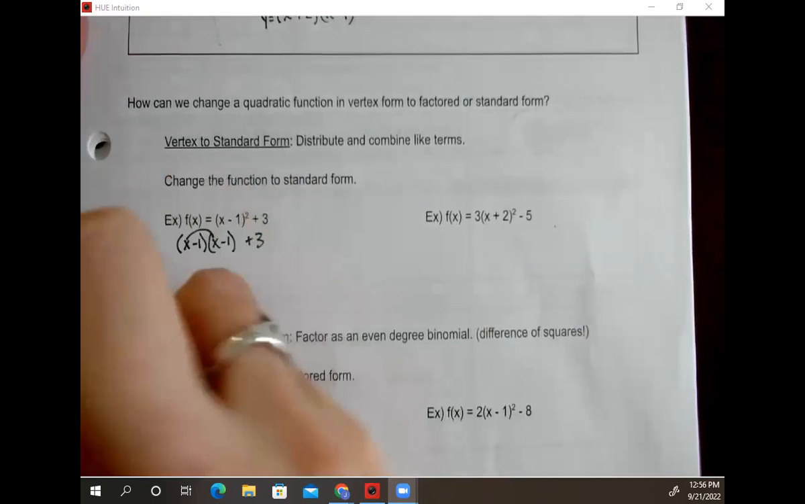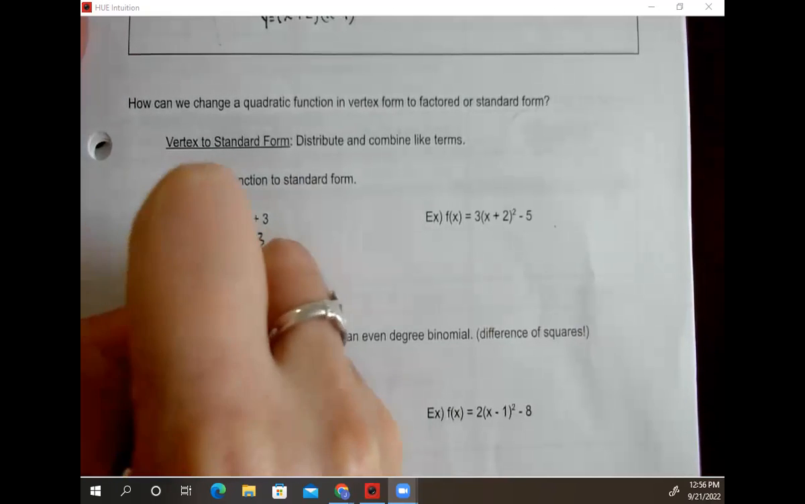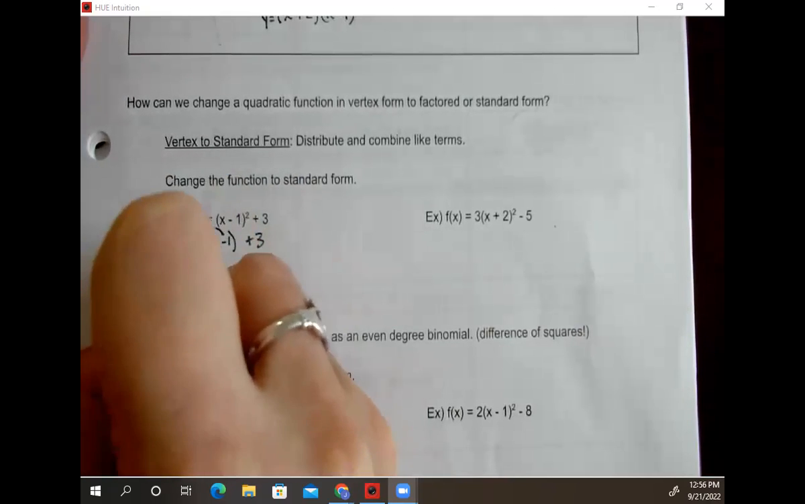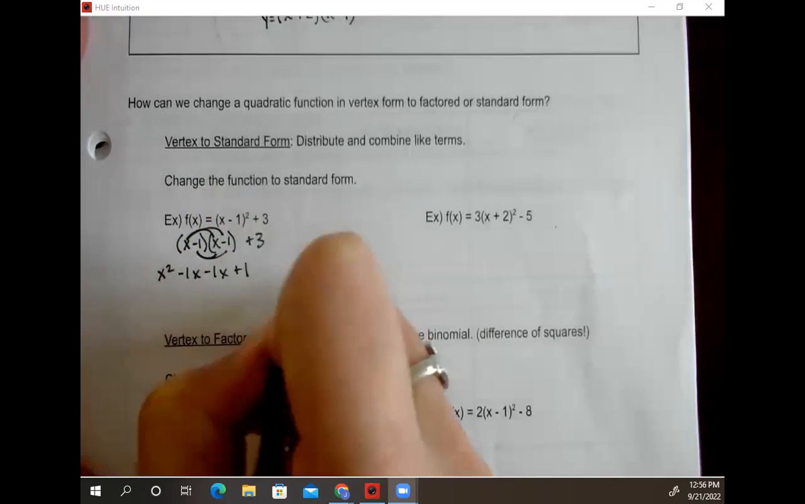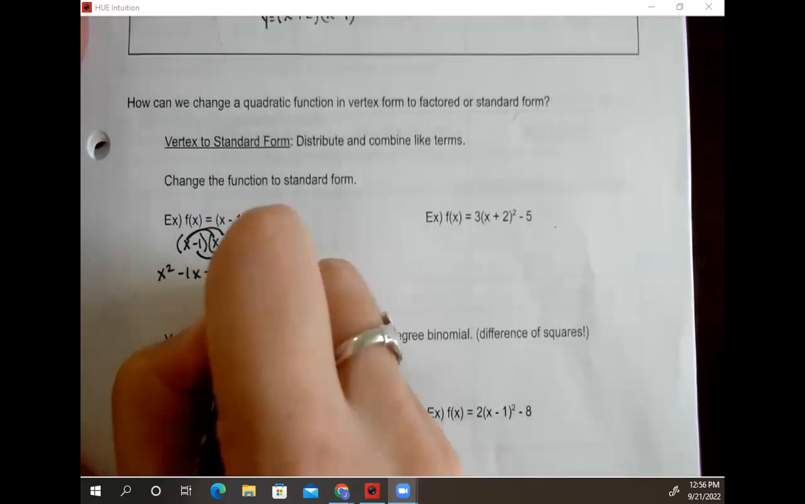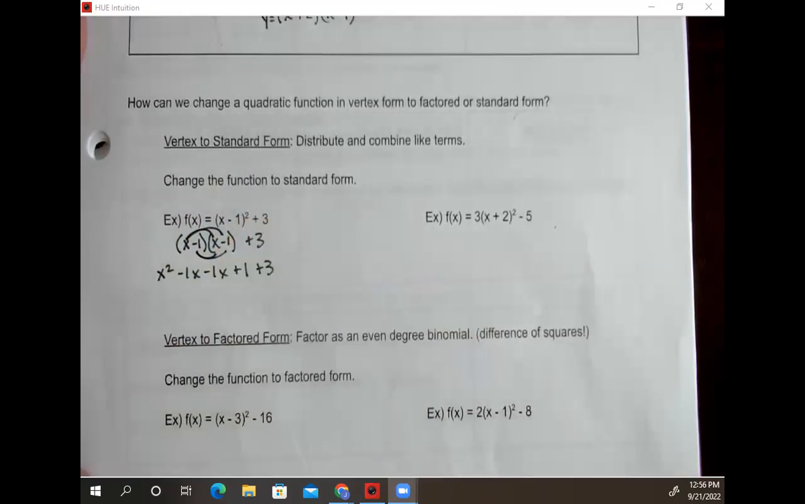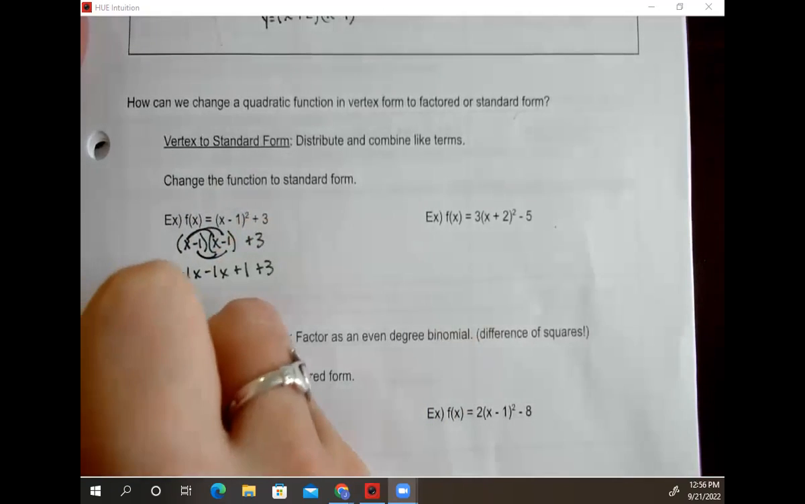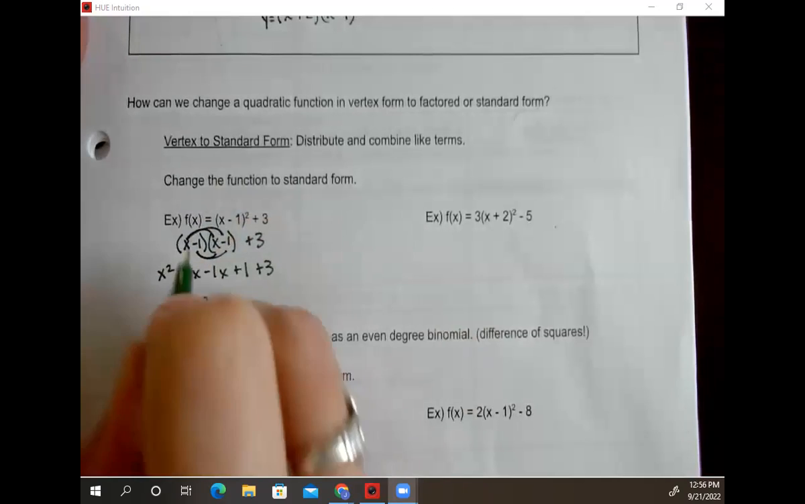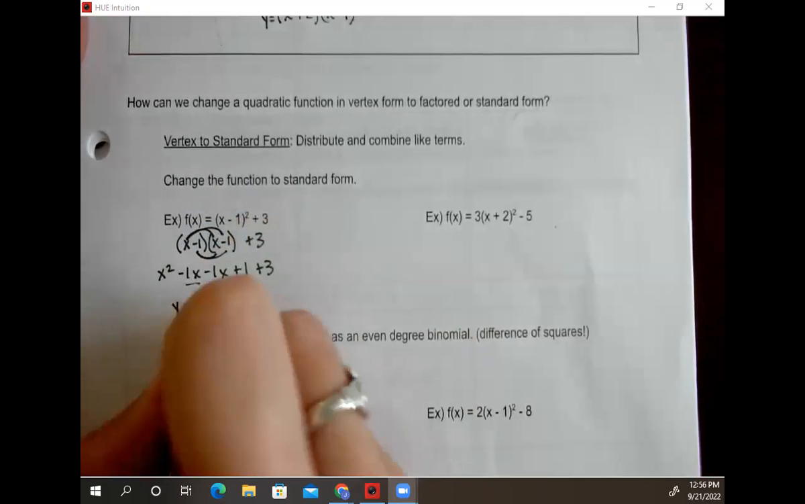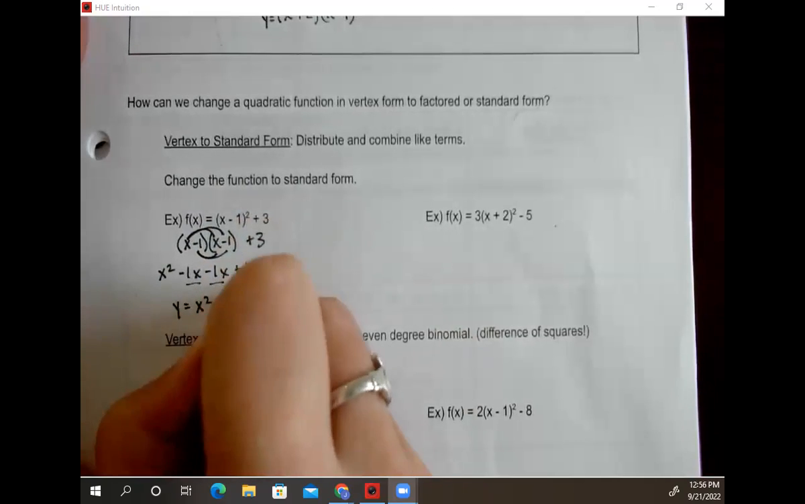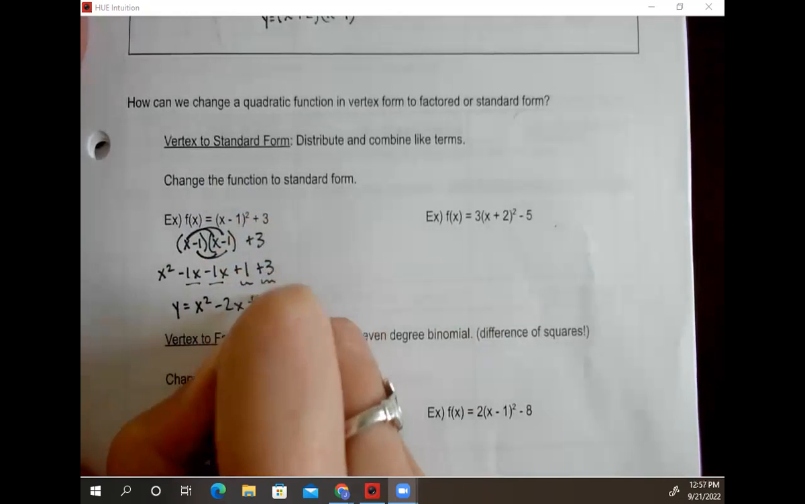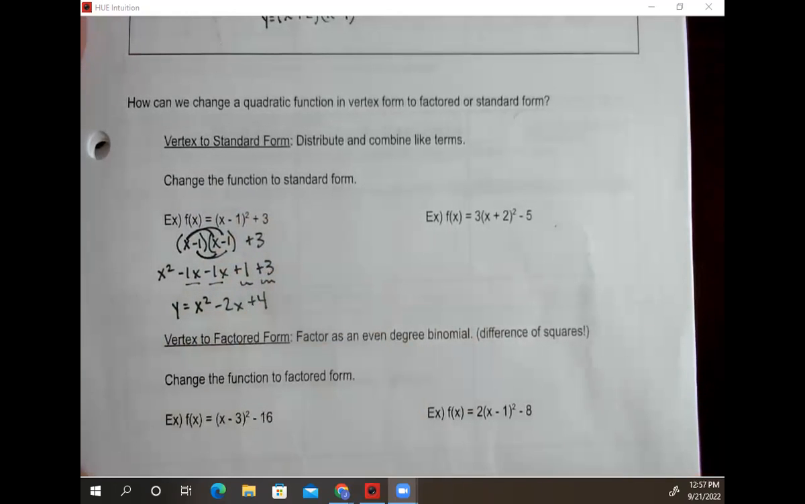So x times x is x squared minus 1x minus 1x plus 1. And then don't forget our plus 3 at the end here so that we can combine our like terms. So we would have x squared minus 2x plus 4. There's my standard form.